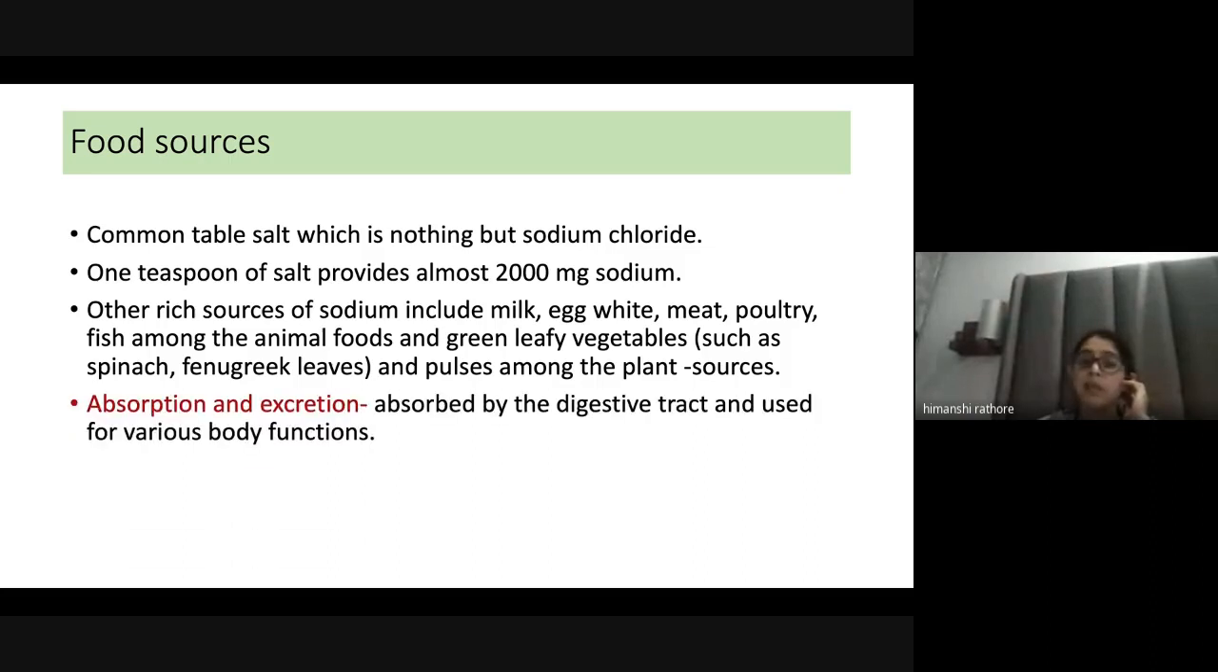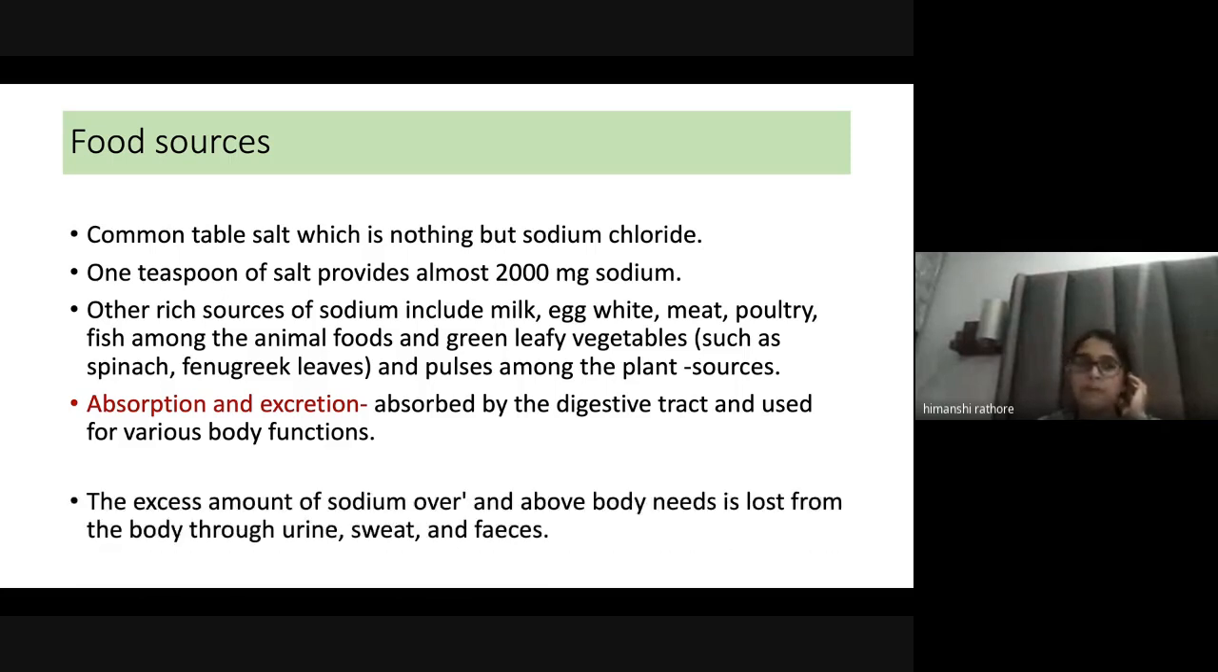Then how are they absorbed and excreted in the body? They are absorbed by the digestive tract only, and they are used for various body functions, like maintaining the extracellular fluid and transferring messages from one nerve to another nerve.